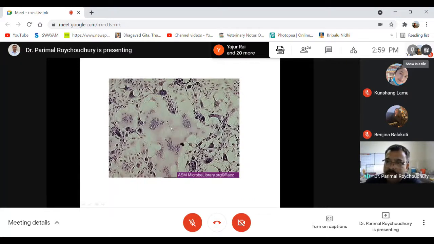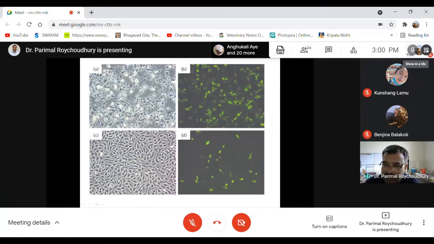This is typical syncytia formation, where we can see the cell nuclei aggregated and empty spaces produced in the monolayer. And this is an intact monolayer. You can see that when the virus infection takes place, this kind of syncytia formation and destruction takes place.